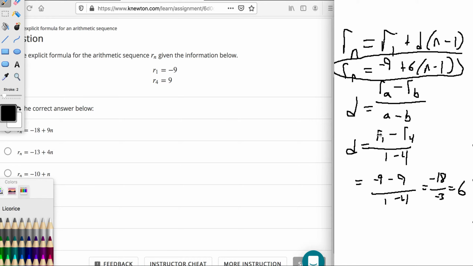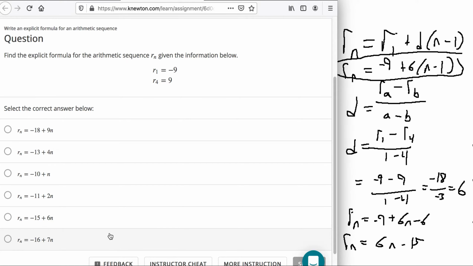You could simplify that a little bit more, right? You could distribute the 6. So you got r sub n equals negative 9 plus 6n minus 6. So r sub n equals 6n minus 15 when you simplify that formula, okay? And we should check it just to make sure it works, okay?